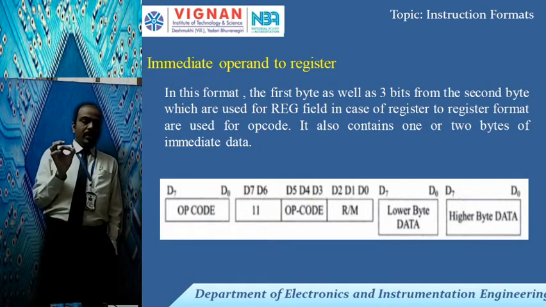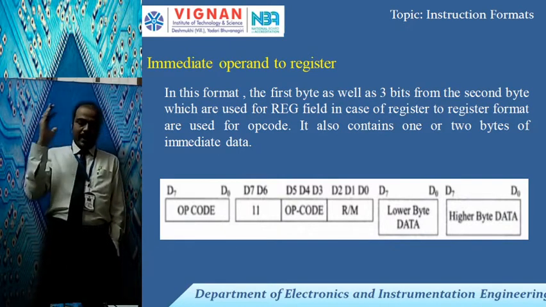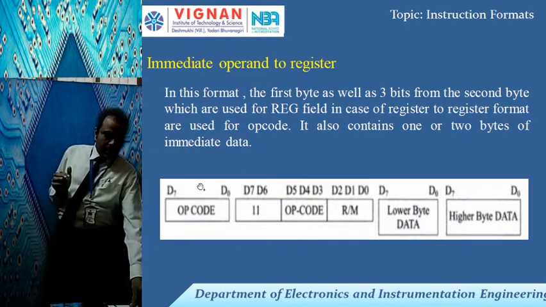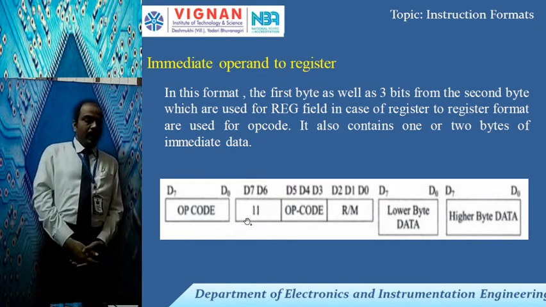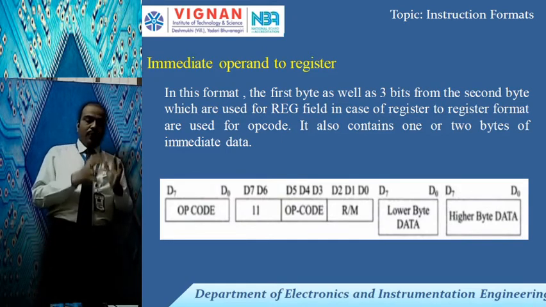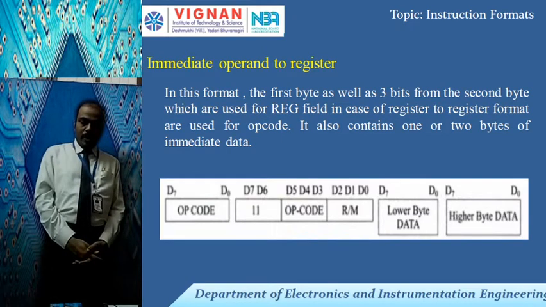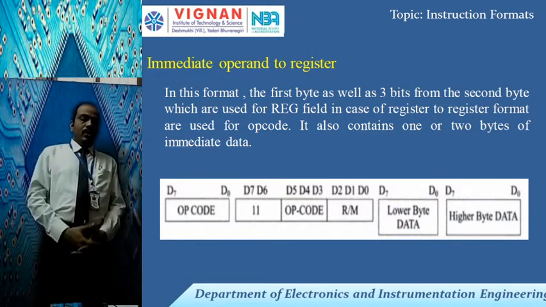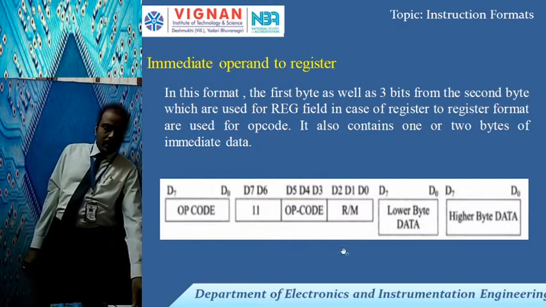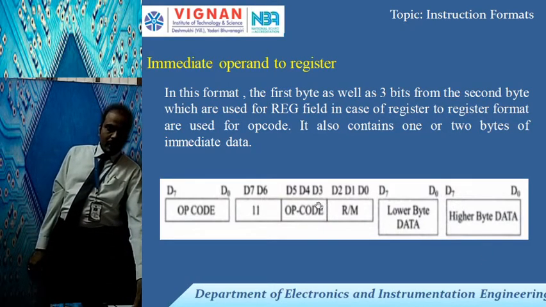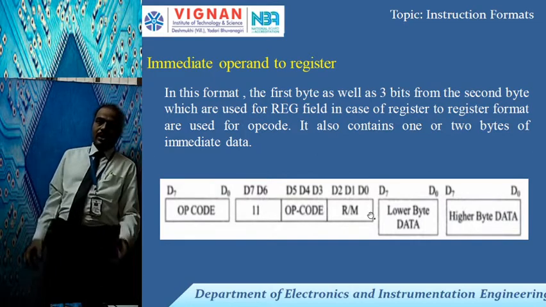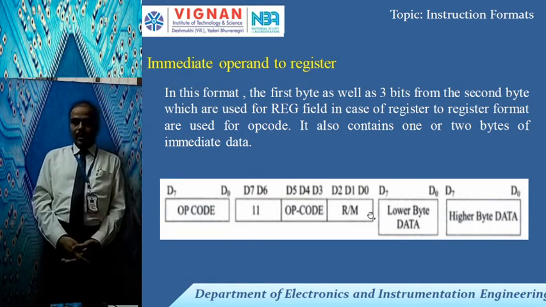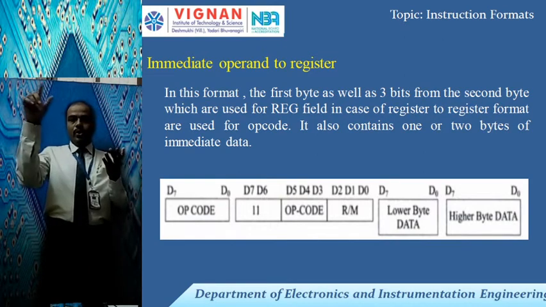Okay. So in this format, the first byte as well as 3 bits from the second byte. The first byte is the opcode, and the 3 bits from the second byte are used for the register field in the case of register to register format, or used for opcode. It also contains 1 or 2 bytes of immediate data. So this is data. Here you can specify these 3 bytes, and this one both specify the opcode, and this will specify the register to where you are going to move, MOV AX, 500H.